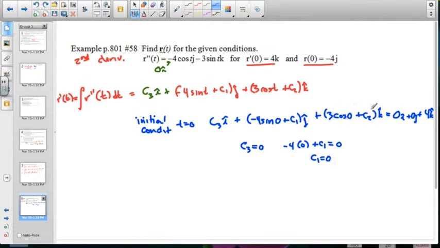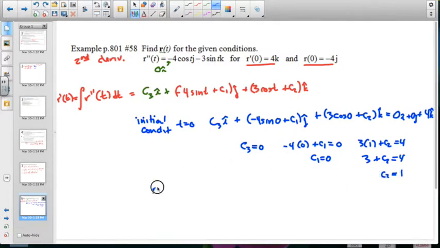And then this has got to equal 4. So I have a 3 cosine of 0. Cosine of 0 is 1. So 3 times 1 plus C2 equals 4. And so we're talking about 3 plus constant 2 equals 4, so constant 2 is going to have to be 1, right? 3 plus 1 is 4. So there are my constants of integration.